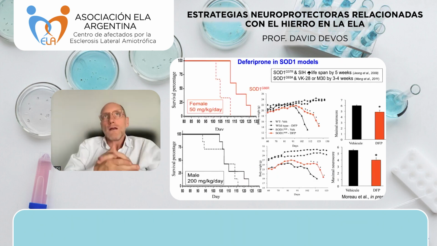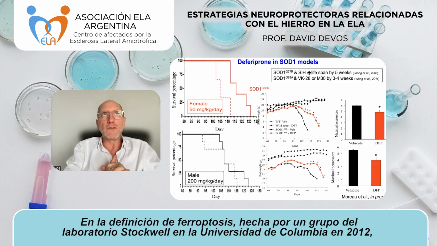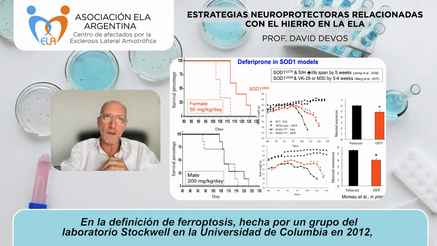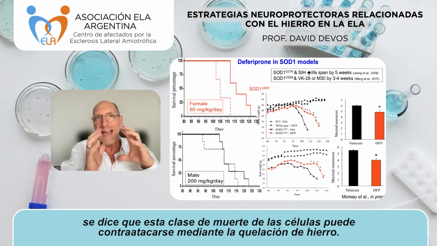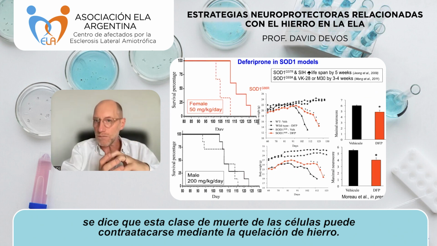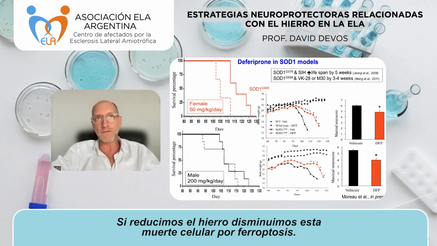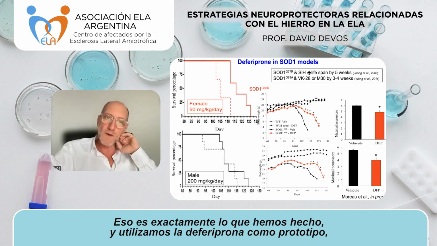So in the definition of ferroptosis done by the group of Stockwell in Columbia in 2012, they said that this type of cell death can be counteracted by iron chelation. If you reduce iron, you reduce this ferroptotic cell death. So that's exactly what we have done.